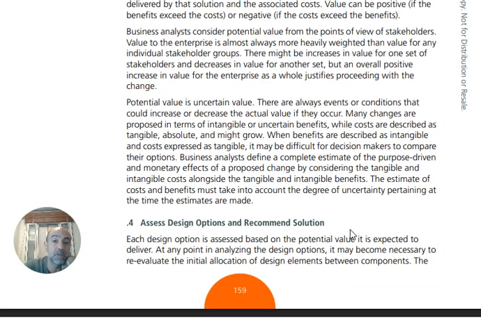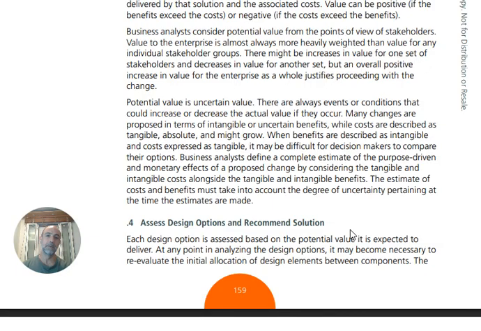So potential value is an uncertain value, right? We have to keep that in mind. There are always events and conditions that could increase or decrease the value that may occur. All of these have to be within the proposition. You have to be smart enough to write them down, or at the very least, smart enough to say, no, this could exist.